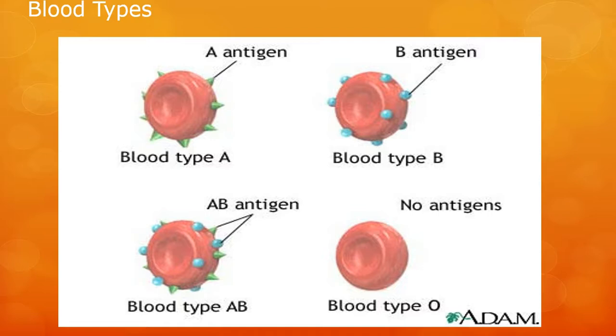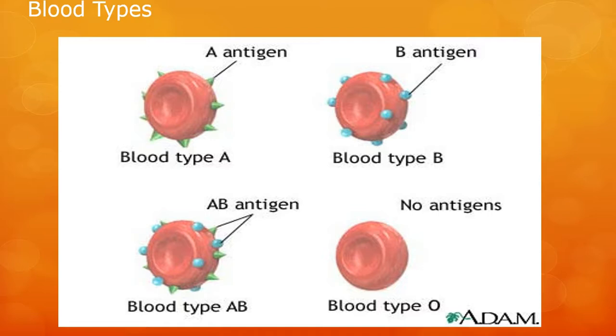All right, and then AB is pretty interesting. It has the marker on the surface for A and B. See, both the little green pyramid and the little blue sphere are on the surface of blood type AB, and they don't produce any antibodies. So you can give AB any blood and they won't produce antibodies against it. So they're called the universal recipient.